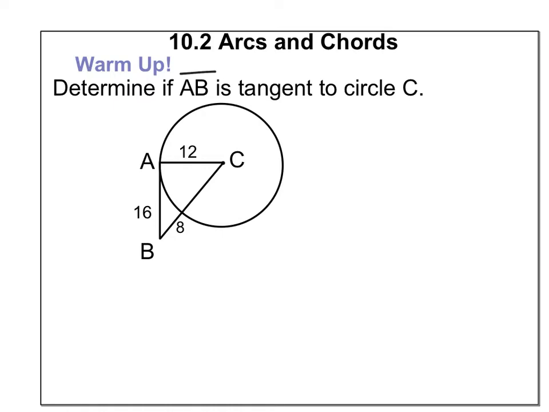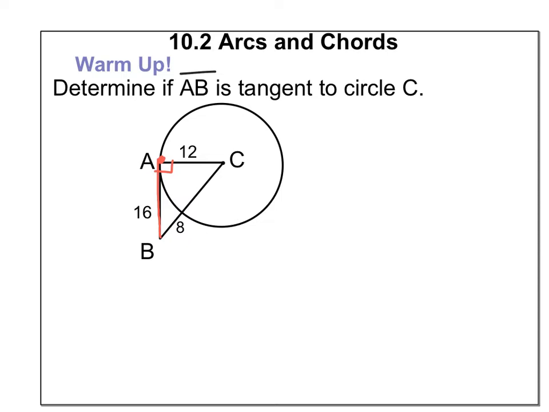Okay, so hopefully you remembered from the previous section, in order to be tangent, if a segment or a line is going to be tangent to a circle, then it must be perpendicular to the radius going through that point of tangency, which is A in this question. So we can check if something's perpendicular, see if it forms a right angle by using the Pythagorean theorem.